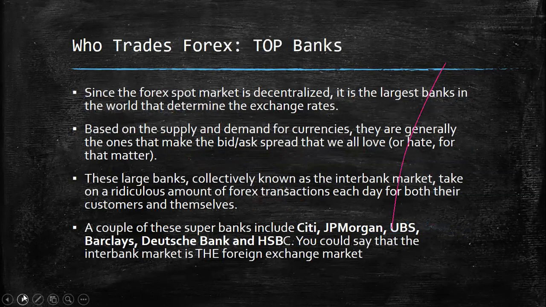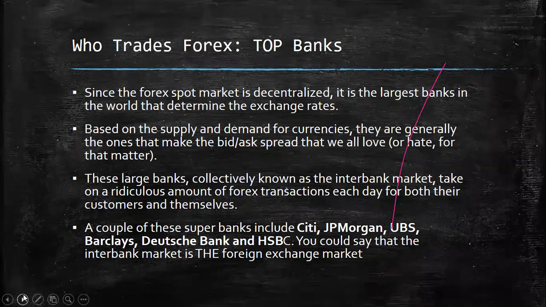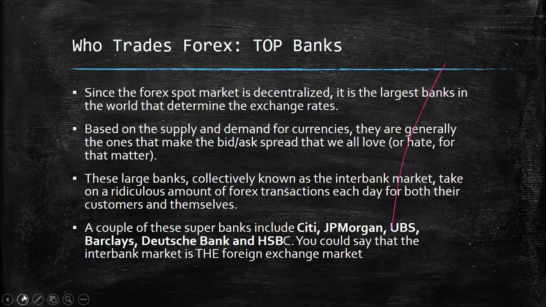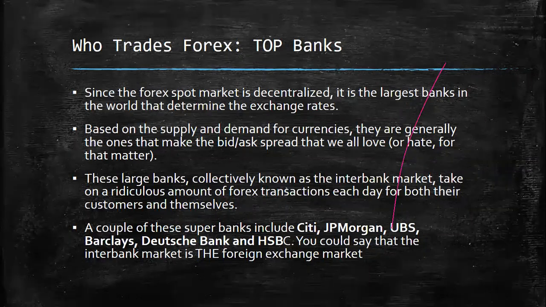So who trades? Top banks. Since the forex spot market is decentralized, it is the largest banks in the world that determine the exchange rates. Based on the supply and demand for the currency, they are generally the ones that make the bid and ask spread that we all love or hate. These large banks, collectively known as the interbank market, take on a ridiculous amount of forex transactions each day for both their customers and themselves. A couple of these super banks include Citibank, JP Morgan, UBS, Barclays, Deutsche Bank, and HSBC. You can say the interbank market is the foreign exchange market based out of these banks. And just touching on these banks a little bit, over the past several years, several of them have been hit with fines for market manipulation.